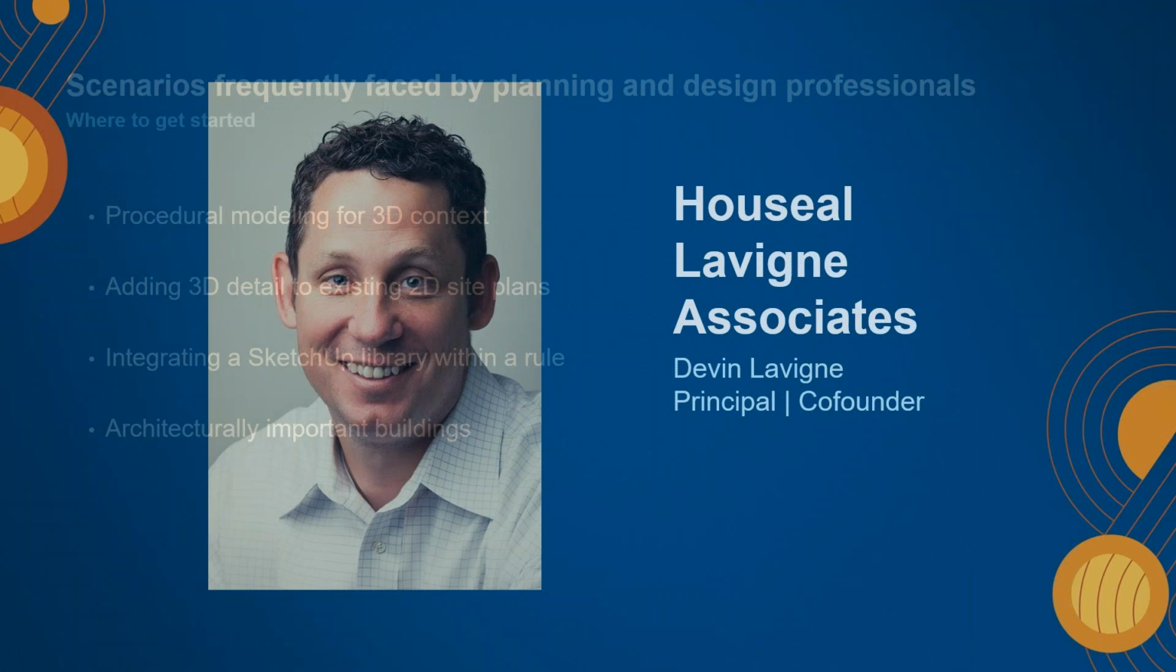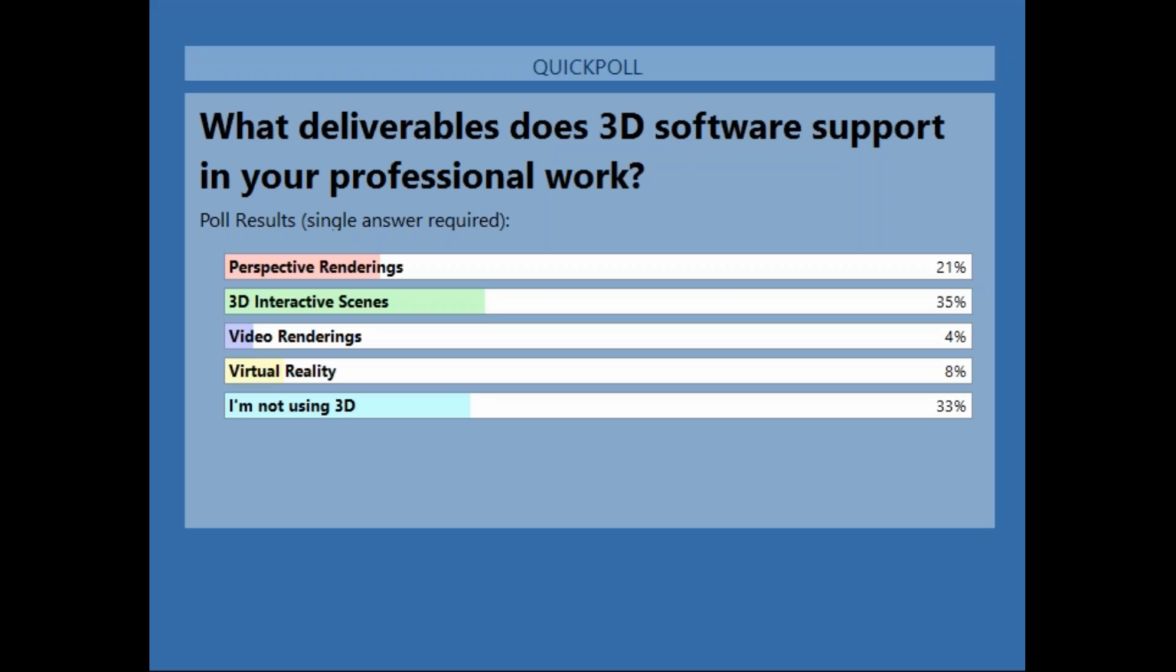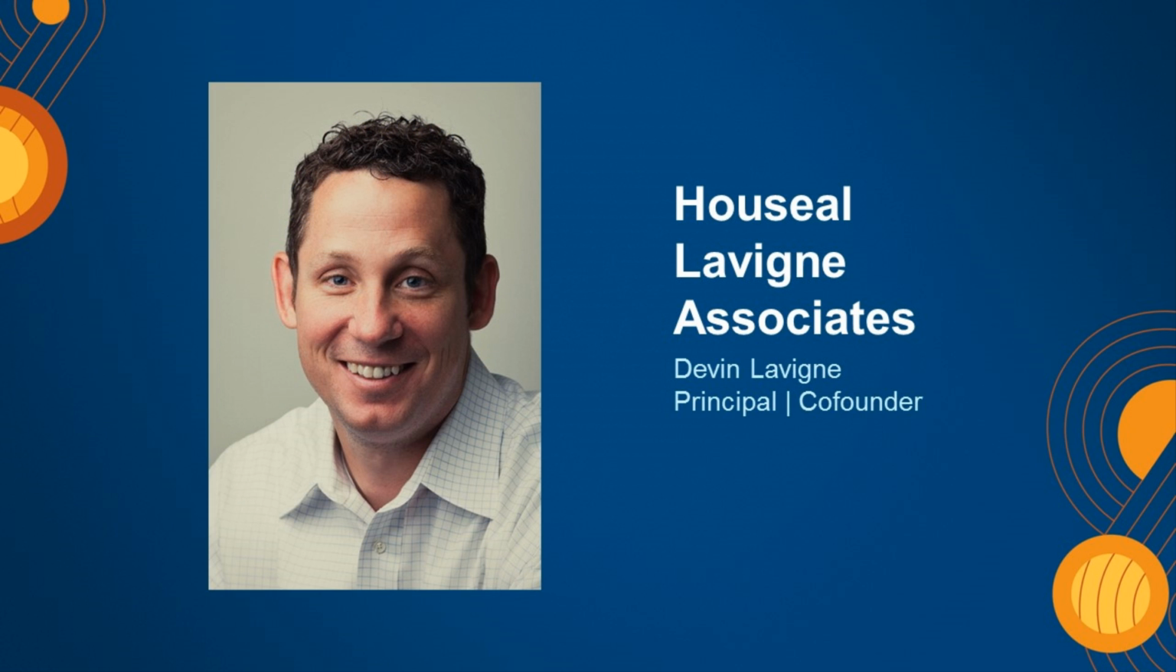All right, so let's have a look. We've got 3D interactive scenes coming in first place, and close behind it, I'm not using 3D. Well, these folks are in the right spot, Brooks. And then perspective renderings coming in next. Excellent. Thanks, folks. It's good to know. Very good to know. Thank you.